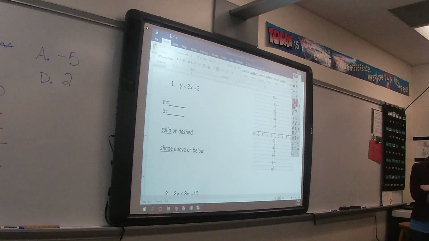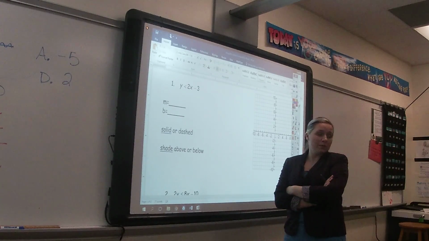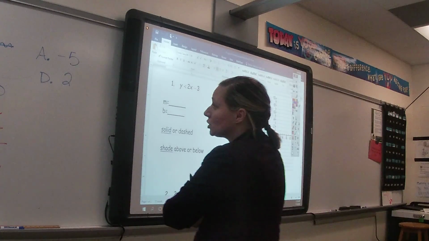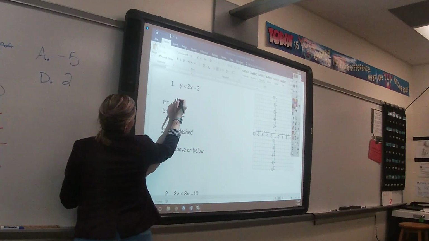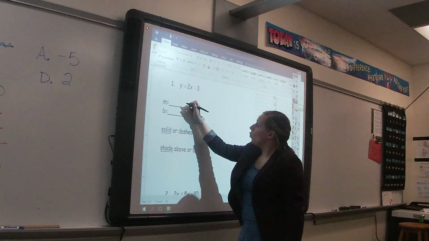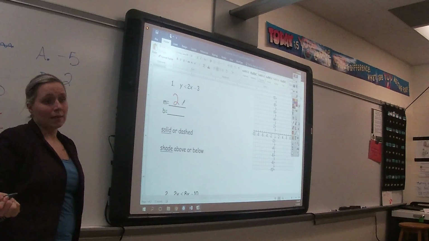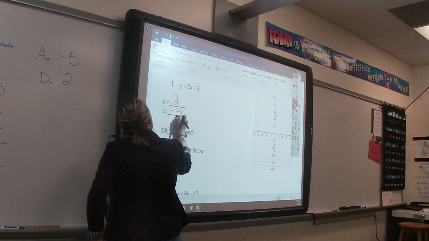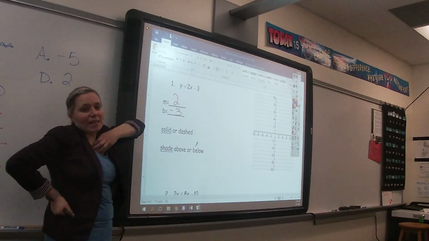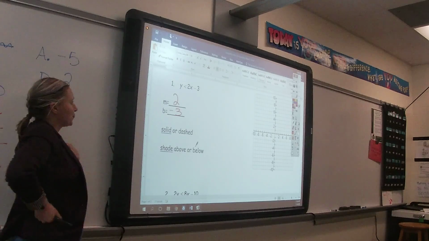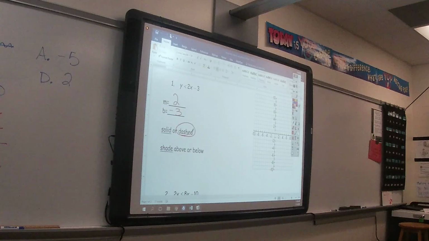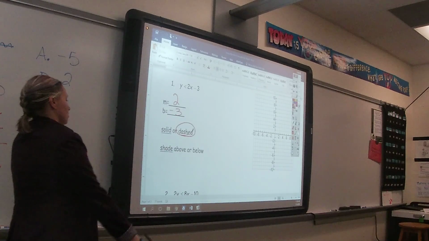Is this solved for y? I'm seeing head nods, yes, right? This is solved for y. So what does that tell us our slope is? 2. Let's use a darker color. What is our y-intercept going to be? -3. Does this inequality symbol ask us to use a solid line or a dash line? And does that inequality symbol tell us to shade above or to shade below? Below.